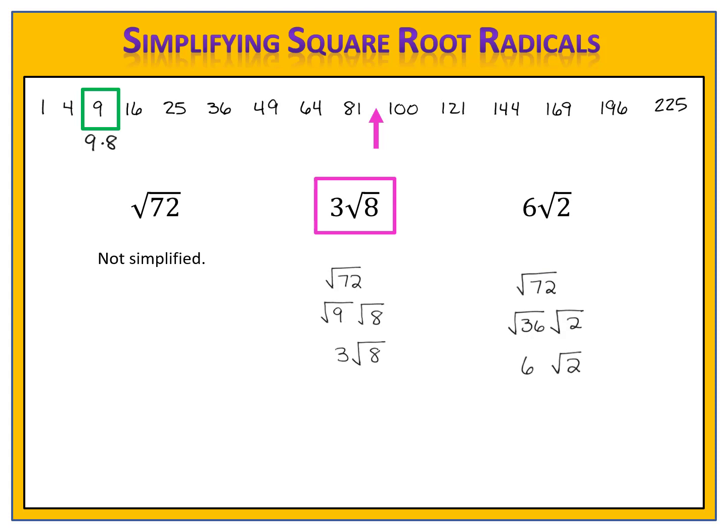The thing is, this student did not pick the largest perfect square. The largest perfect square was 36, not 9. Is there a way to recover from this point?